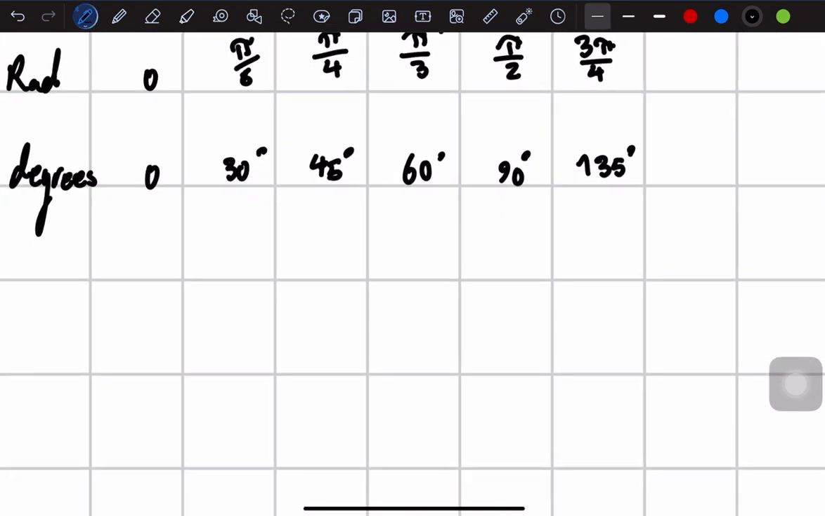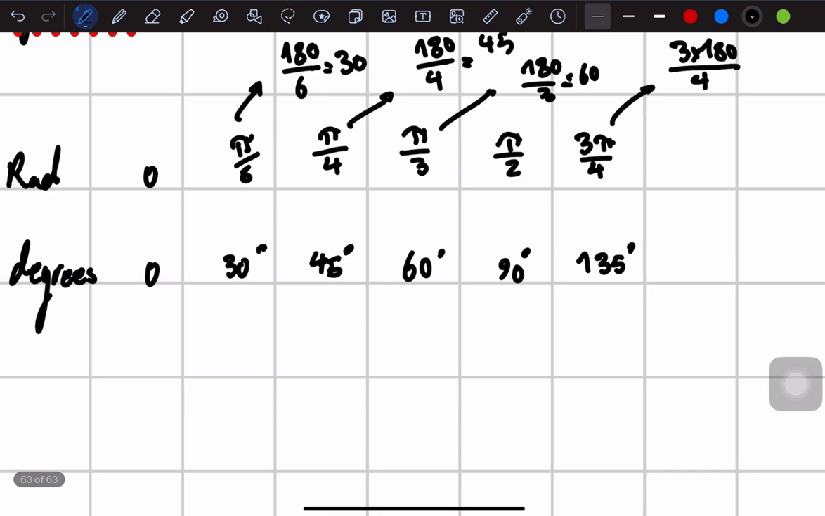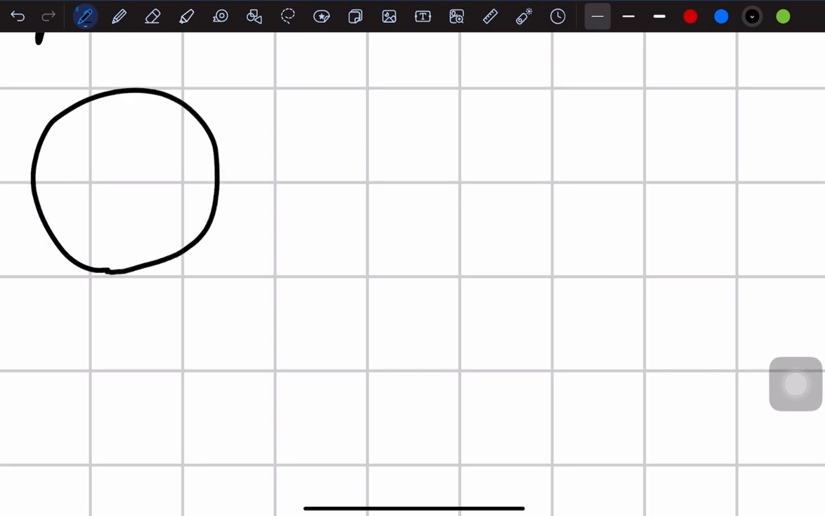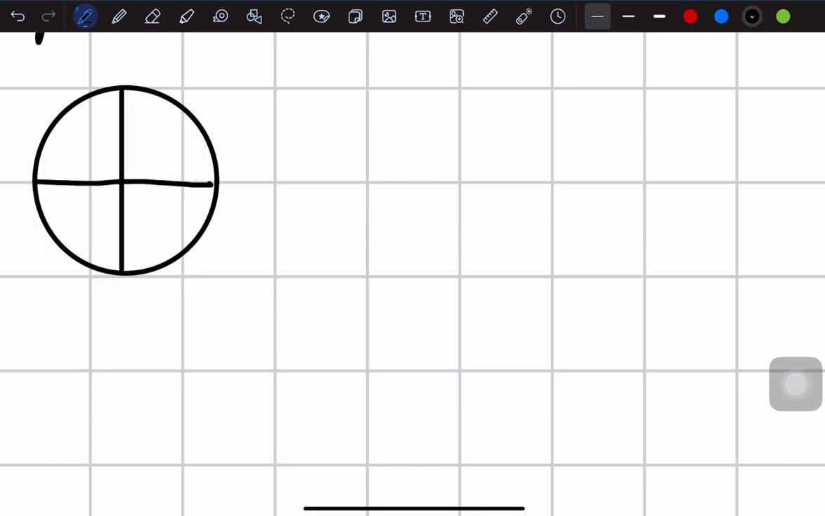And yes, that's basically how we convert these together. So now let's go over the trigonometric functions. As I said before, in a circle, let's draw a circle again. The x-axis would be cosine. So the cosine is equal to x, and let's call this y. The sine is equal to y, and basically that's it.